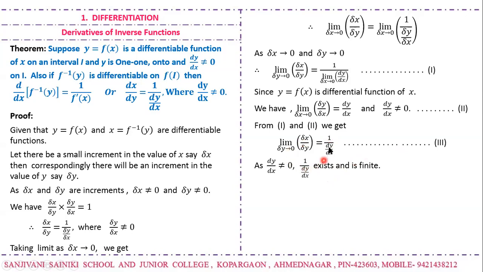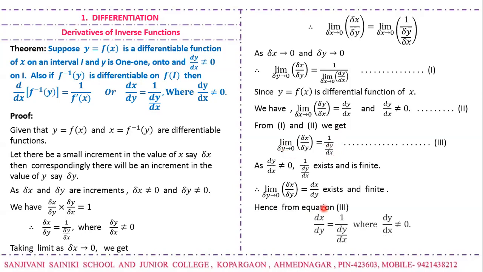Now here you can see that dy by dx is not equal to 0, so 1 upon dy by dx exists and is finite. As this limit is finite, the right hand side exists, and as the right hand side exists, the left hand side must also exist and be finite. Hence, using the Leibniz notation, I can write the limit of delta x by delta y as delta y tends to 0 as dx by dy, and I will put this value in the third equation. So I get dx by dy is equal to 1 upon dy by dx, where dy by dx is not equal to 0.